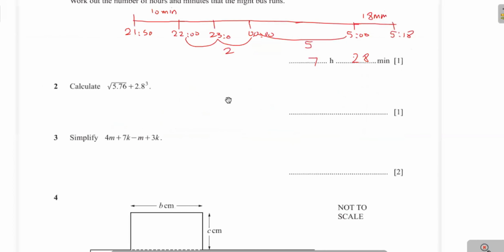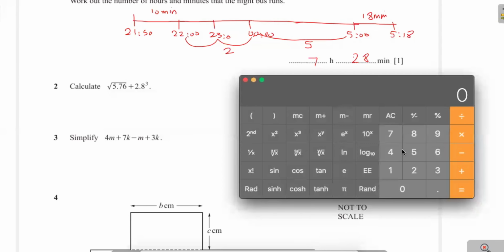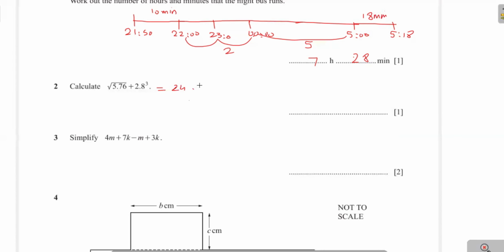Part second, calculate square root of 5.76 plus 2.8 cube. See here, this is the 5.76 square root plus 2.8 cube, and this value will be equal to 24.352. And this is the answer.